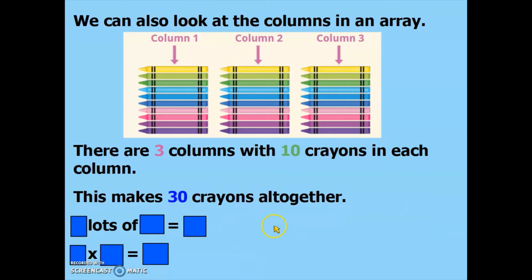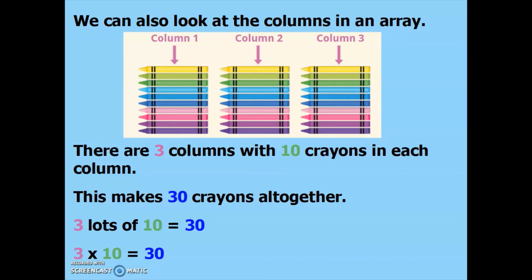30. This is where our times tables come in really handy, because we could do our 10 times tables here. 10, 20, 30. We know we have 3 lots of 10, which equals 30. Or if we were writing the multiplication calculation, 3 times 10 equals 30, or 10 times 3 equals 30.